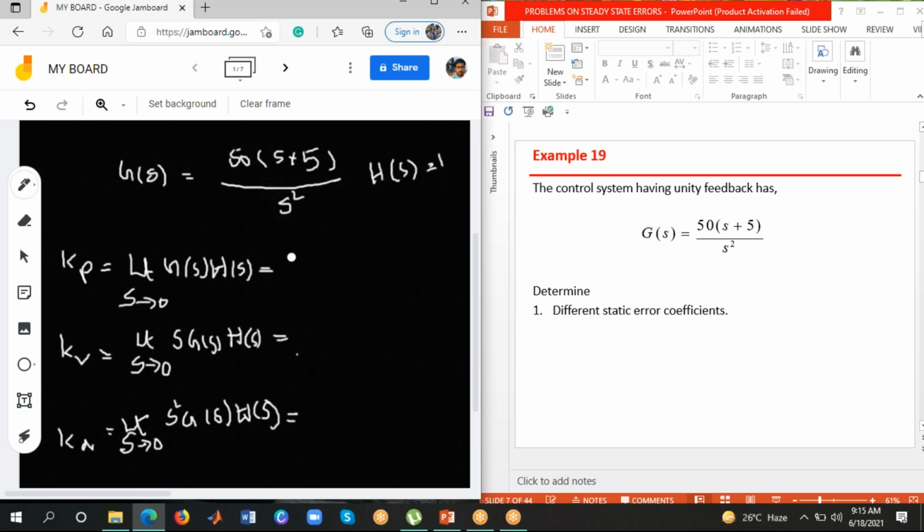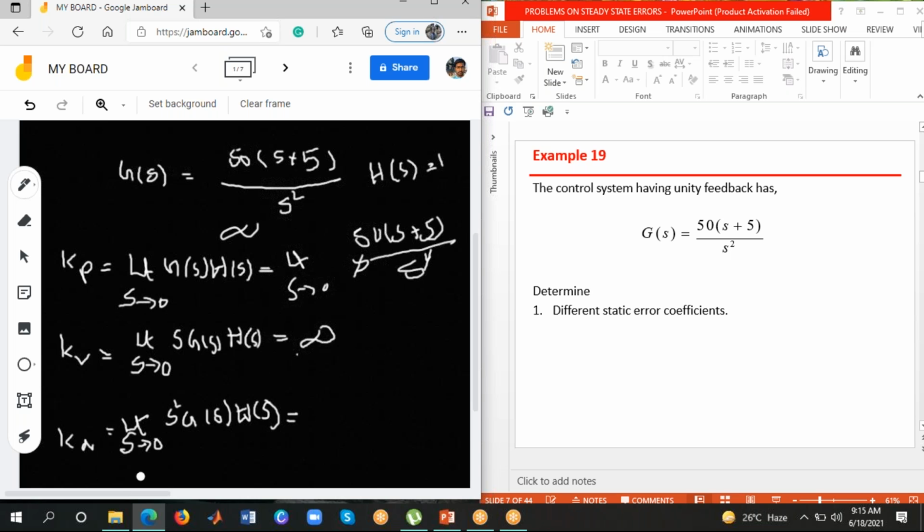If you see the first one, limit s tends to 0, g of s is 50 into s plus 5 divided by s square into 1. Here s plus 0 is there, so anything by 0 is infinity. So the Kp value is infinity. And if you take Kv, here the s term will get cancelled, so the denominator has s. If you substitute s by 0, then anything by 0 is also infinity.